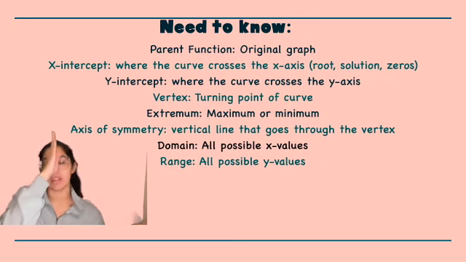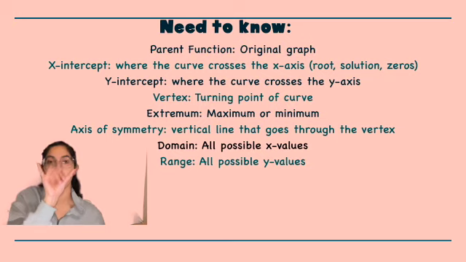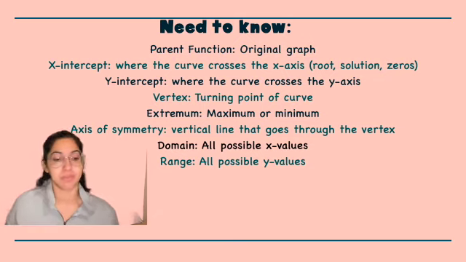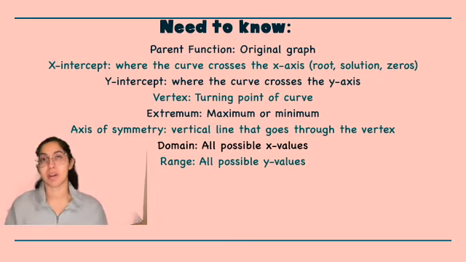Axis of symmetry is the line that you could draw down the middle, like if you cut the graph in half, it would be the same on both sides. So it's just an invisible line that we're gonna draw. Domain, all possible x values, and range, all possible y values.